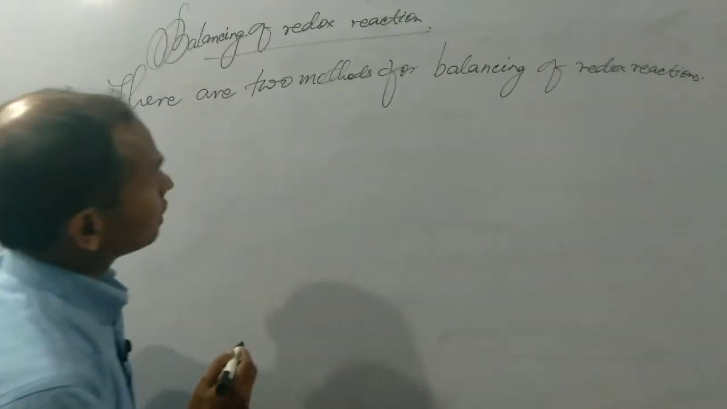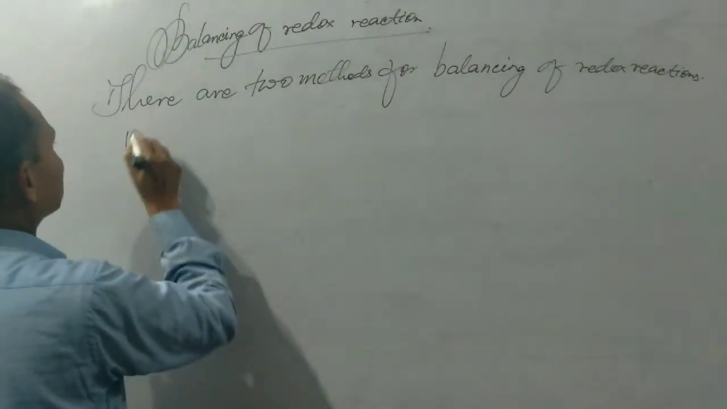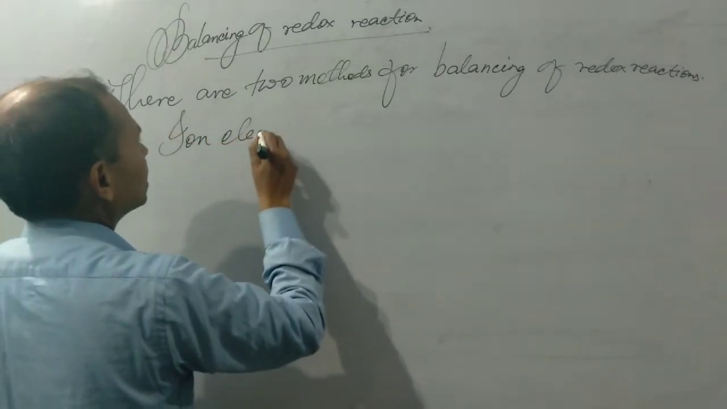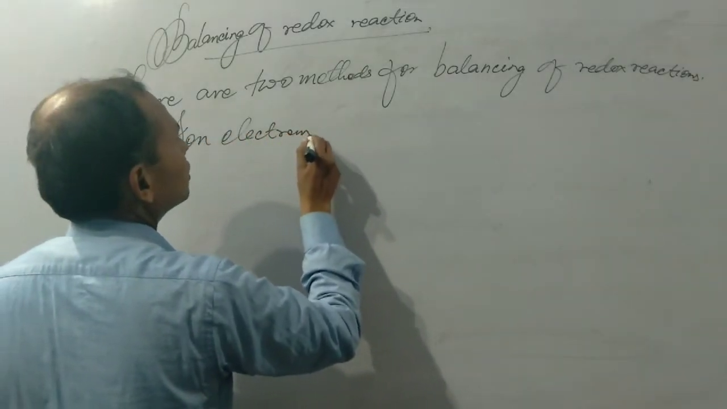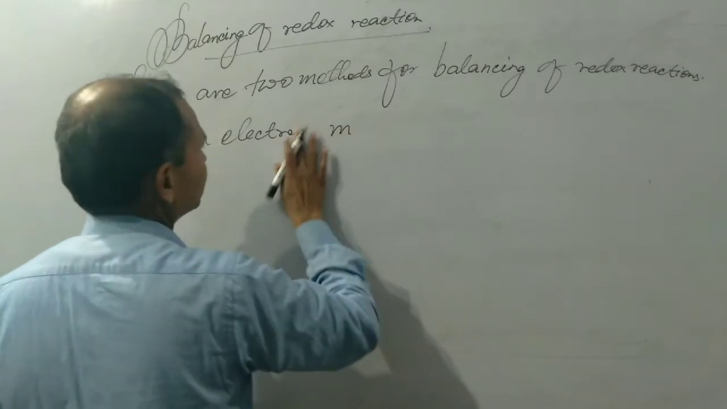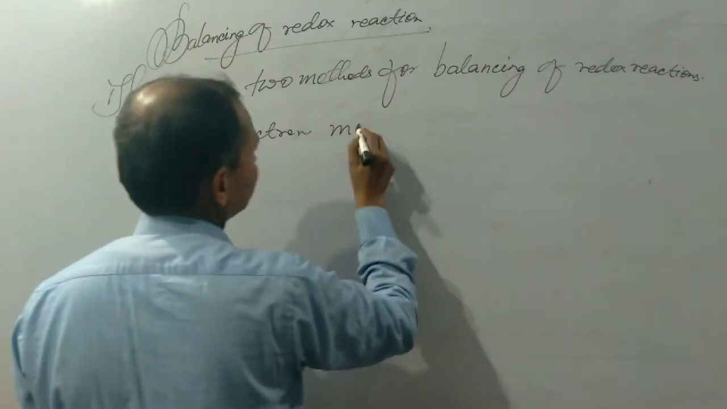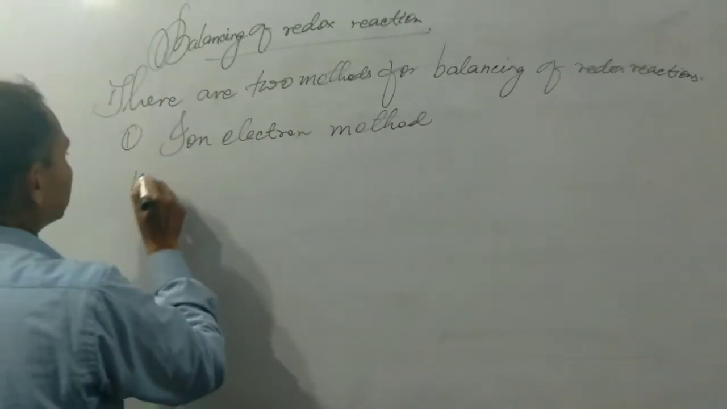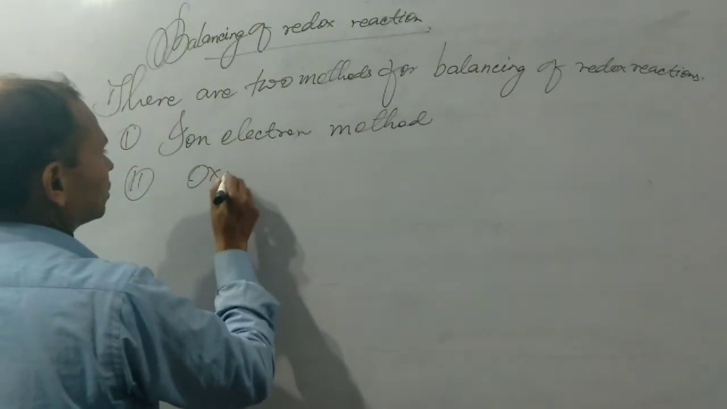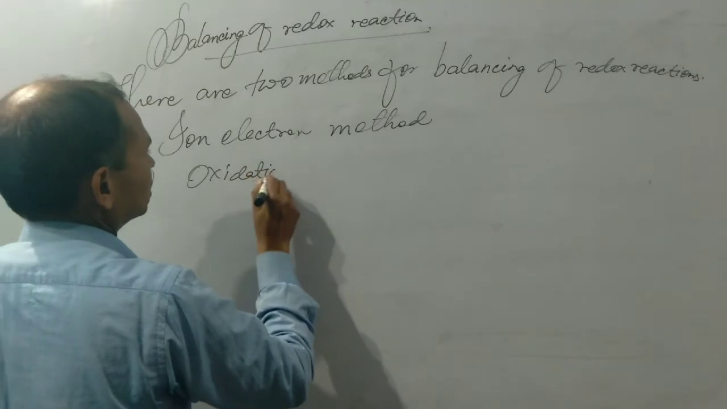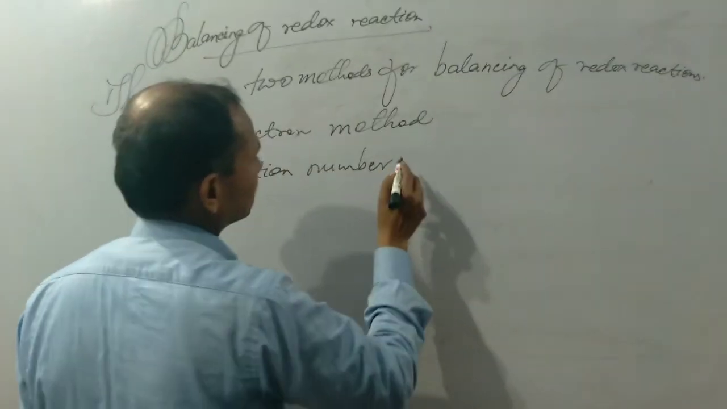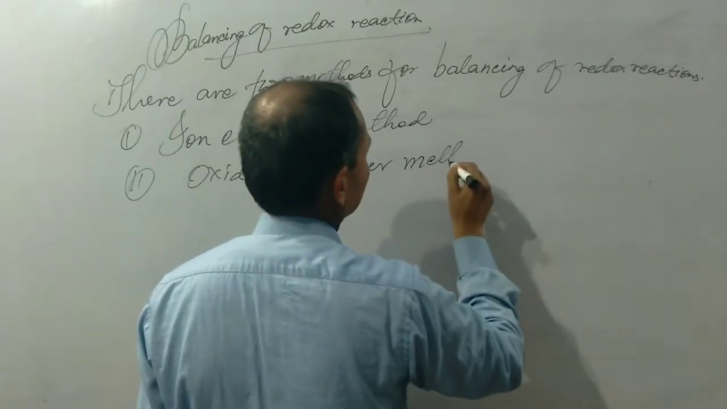There are two methods for balancing of redox reaction. First is ion electron method. Second is oxidation number method.